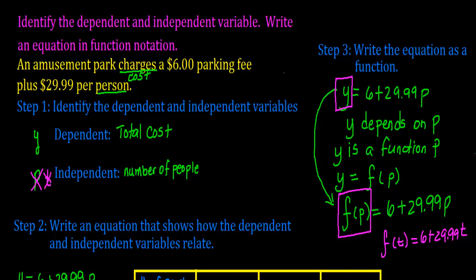How about if I didn't use t? What about if I used, I don't know, let's say m. I don't know, for moms, the amount of moms that went to the amusement park. If I use m, then this would be f of m is equal to 6 plus 29.99 per mom, okay, etc. The important thing is that this variable inside the parentheses always matches the variable in your expression. Okay, I'll see you in the next video.